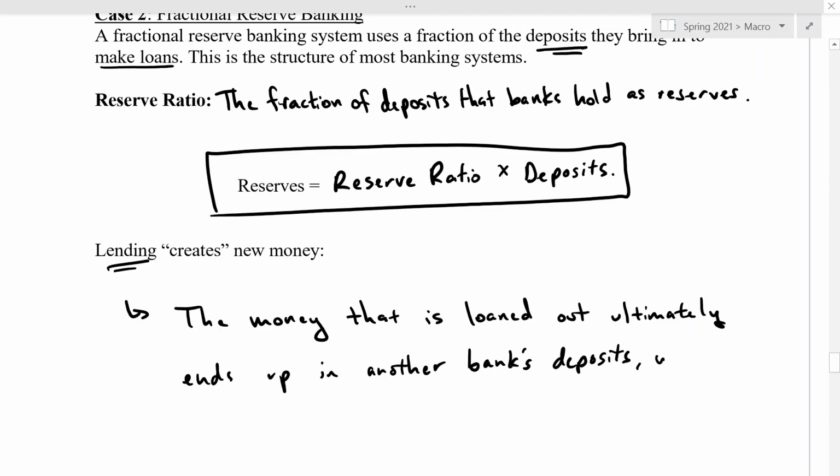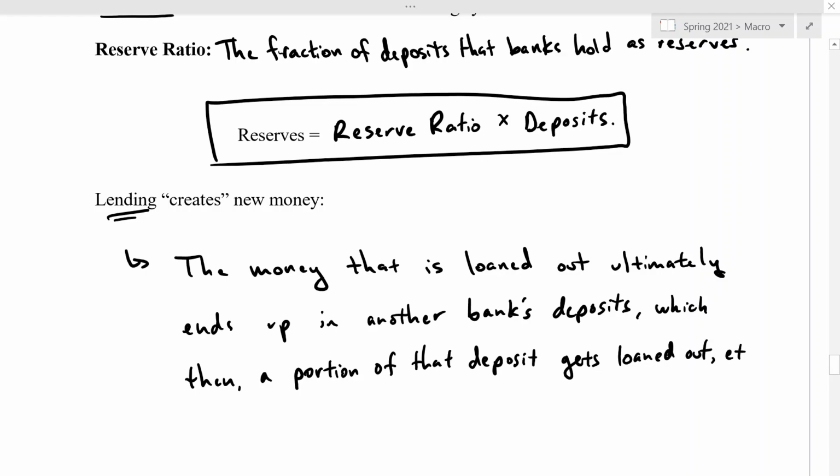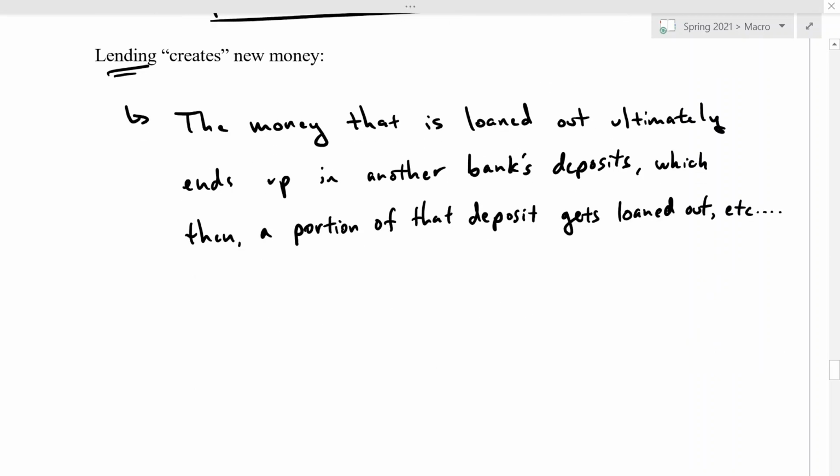Which then a portion of that gets loaned out. A portion of that, let's say that deposit, gets loaned out. And then we have this process carrying on and on and on. So since I'm in a kind of a drawing mood, let me draw that.